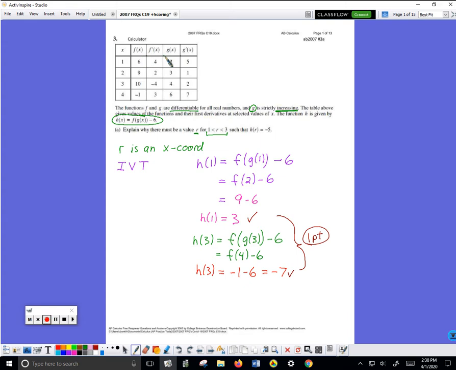The function h is given by this formula. Explain why there must be a value r where r is between 1 and 3, such that h of that r is negative 5. So because the r is in the spot where the x belongs, I figured out that r is an x coordinate.